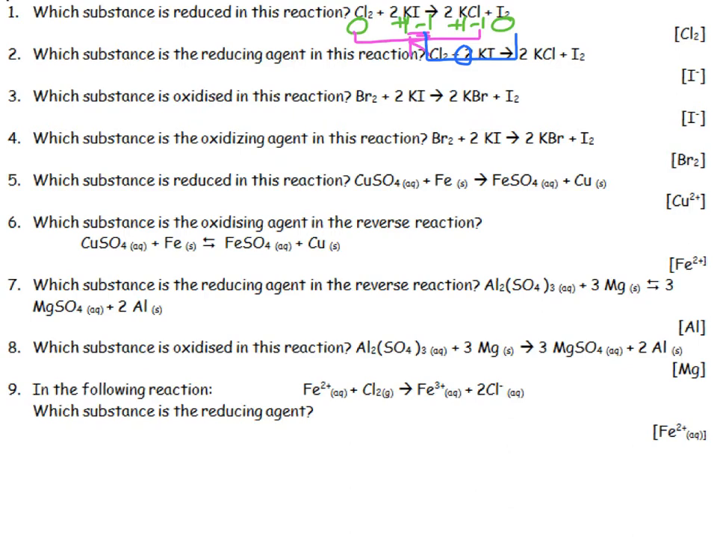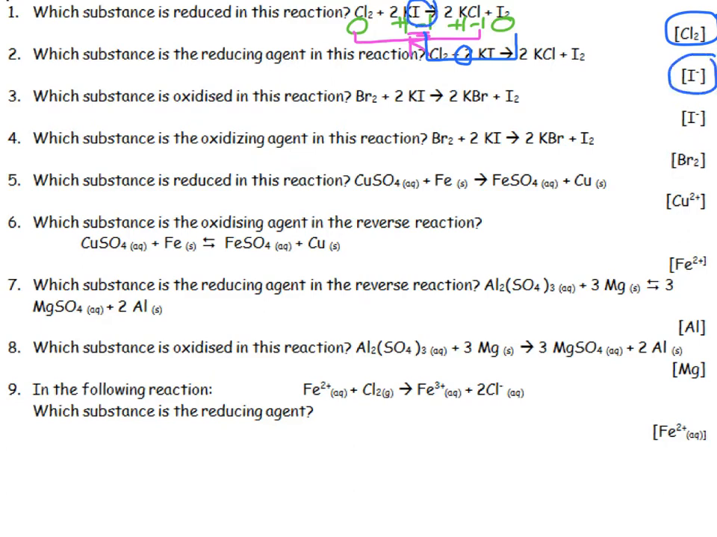So we've got chlorine being reduced. Which substance is the reducing agent in this reaction? It's exactly the same reaction, so I'm just going to look at it. The reducing agent got oxidized. So it is this species over here that got oxidized, which is I-.